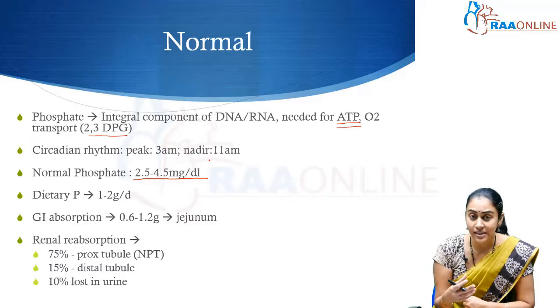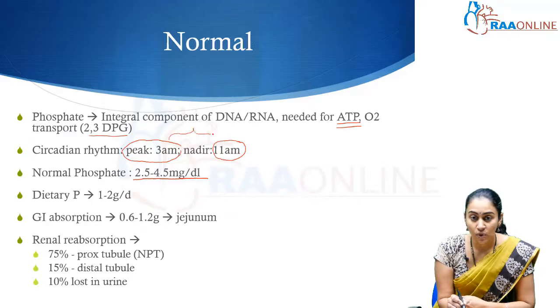Phosphorus has an intact, very specific circadian rhythm with the highest levels of the endogenous phosphate being observed at 3 am and lowest levels of endogenous phosphate being observed at 11 am. So, phosphate is seen to follow a specific circadian rhythm.